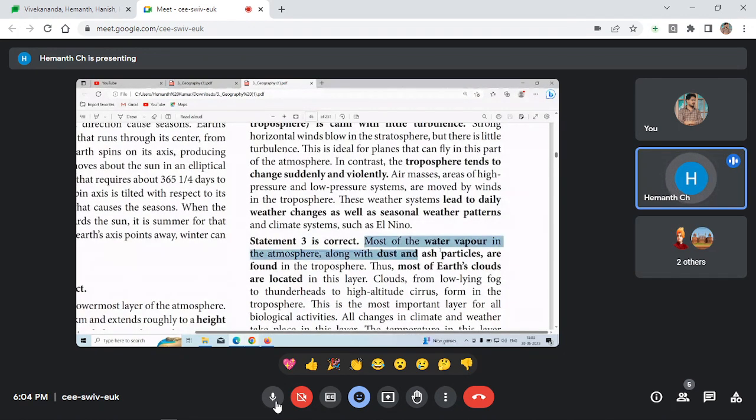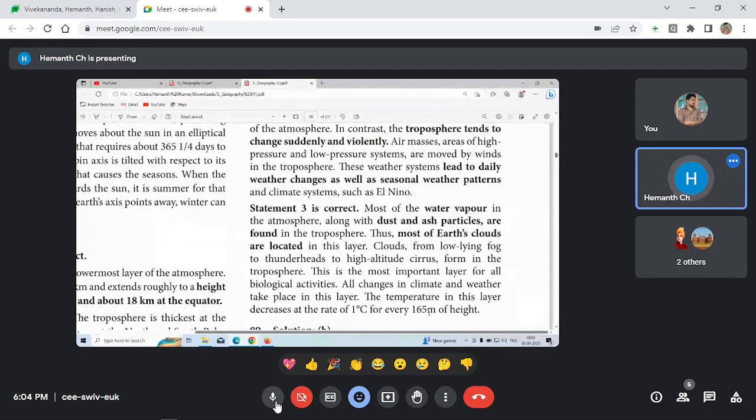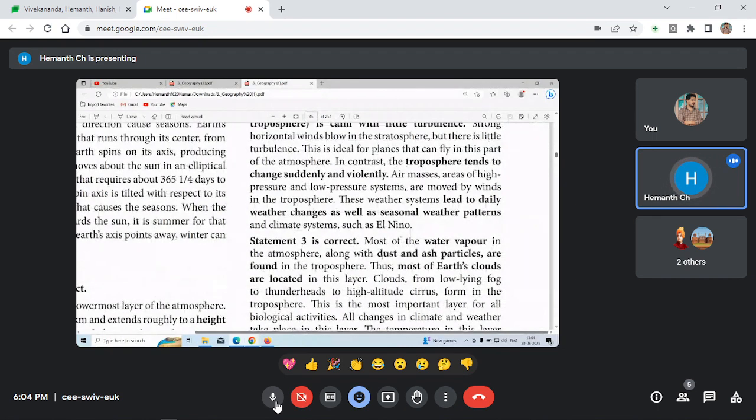Most of the water vapor in the atmosphere, along with the dust and ash particles, are found in the troposphere. Thus, most of the Earth's clouds are located in this region. Clouds from low-lying to thunderheads to high altitude cirrus form in this troposphere. This is the most important layer for all the biological activities. All the climate changes in the weather take place in this layer. The temperature in this layer decreases at a rate of 1 degree for every 165 meters. Next.